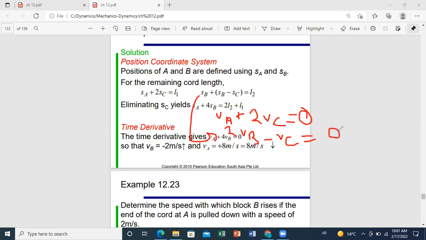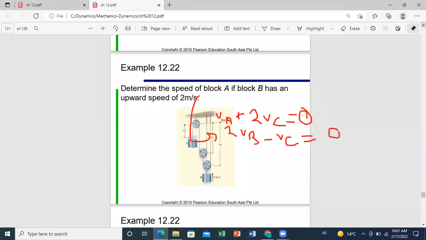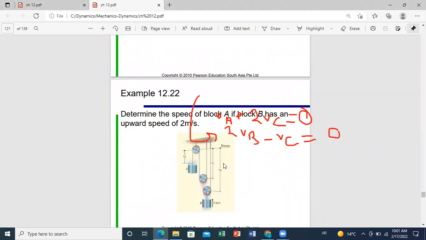In this problem, they gave you the velocity of B. They told you that the block B is moving upward with a velocity of 2 meters per second. So since your block B is moving up, if you go back to your figure, since your coordinate for SB is downward, then the algebraic value of VB is negative. So if you replace in this relation, you have three velocities, VA, VC, and VB.